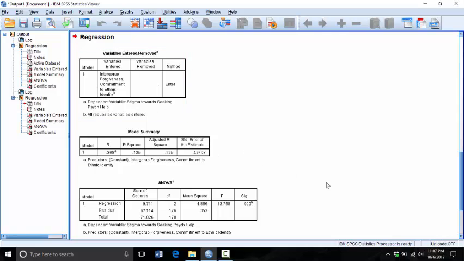Results here look pretty similar to our results before. So again, you just have a summary of the different variables we put into our model.